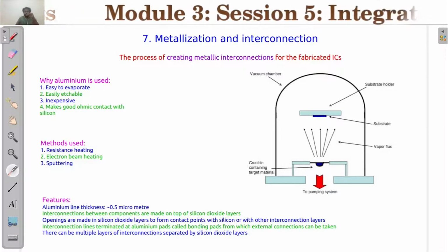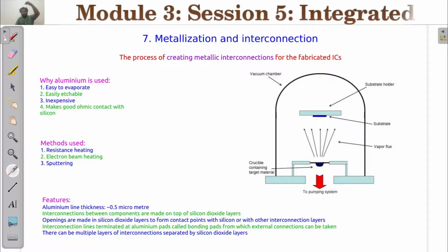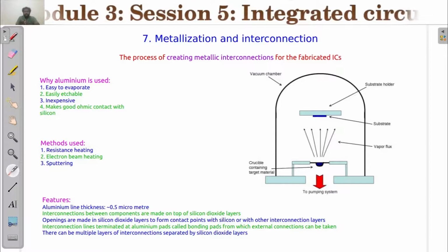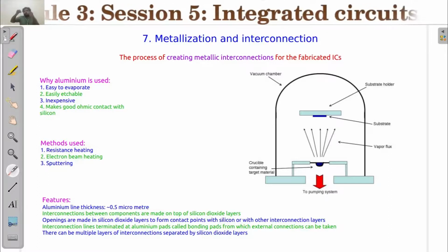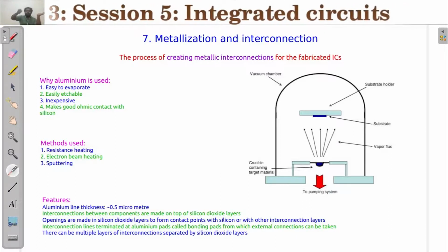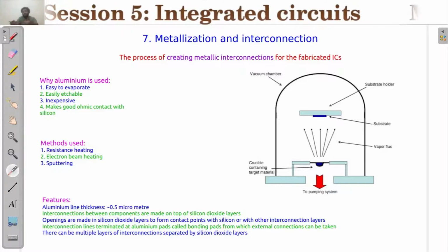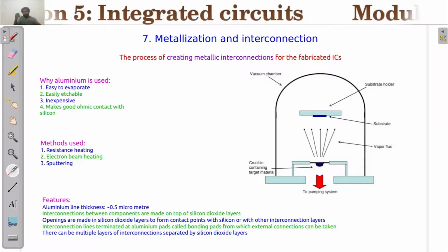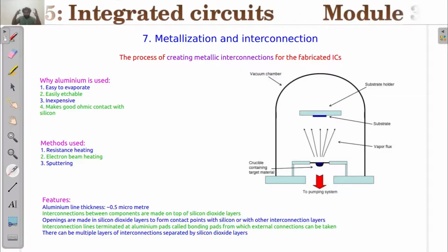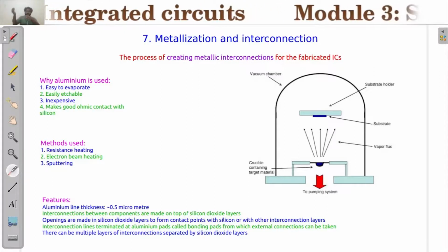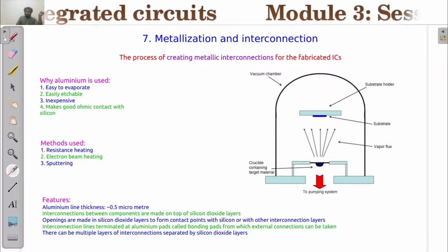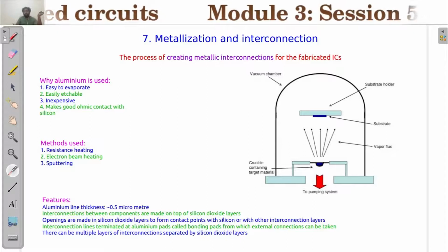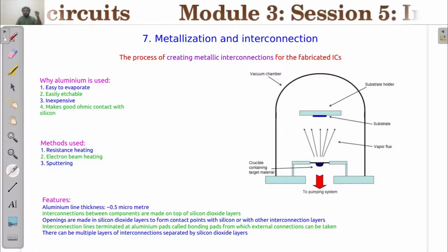So interconnection layers can be connected through the silicon dioxide layer using holes made into the silicon dioxide layer. And interconnection lines, those lines that are coming out, can terminate at aluminum pads called bonding pads. So these bonding pads will be acting as the interface between the external environment and the IC chip. So that is what is said here, and there can be multiple layers of interconnection separated by silicon dioxide layer.